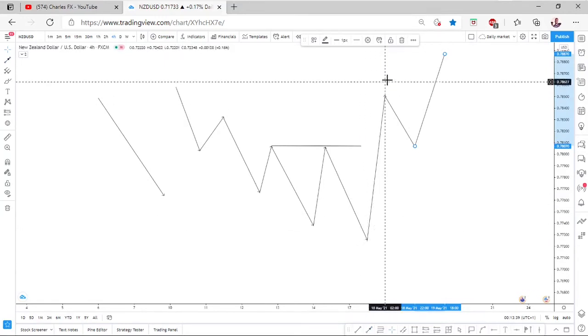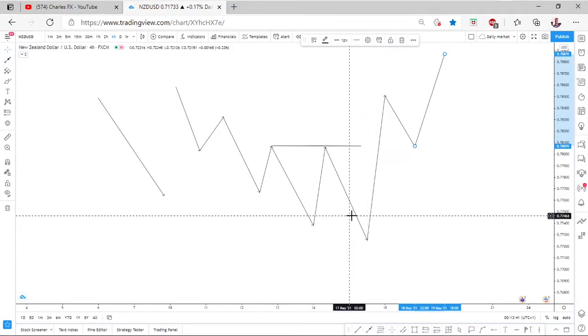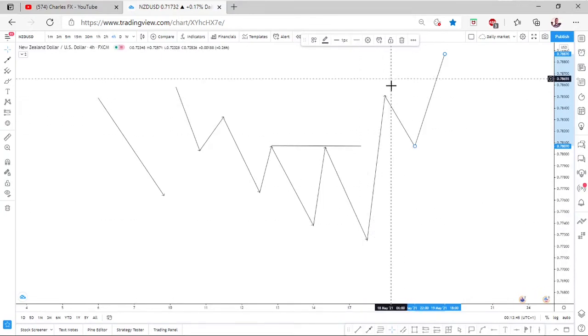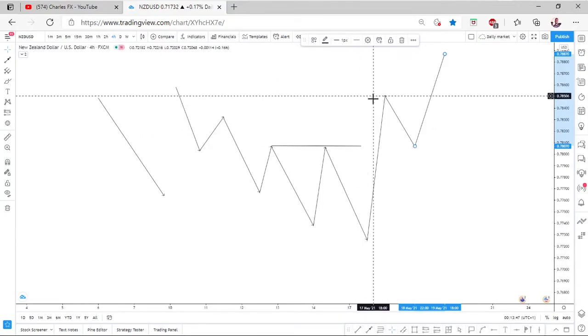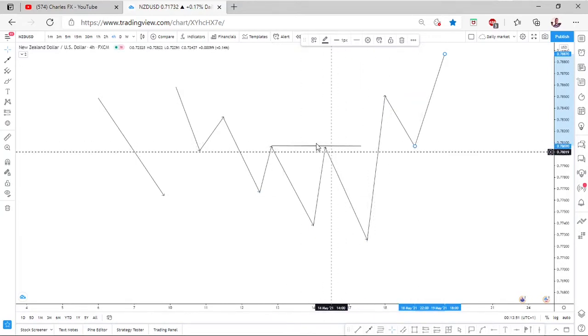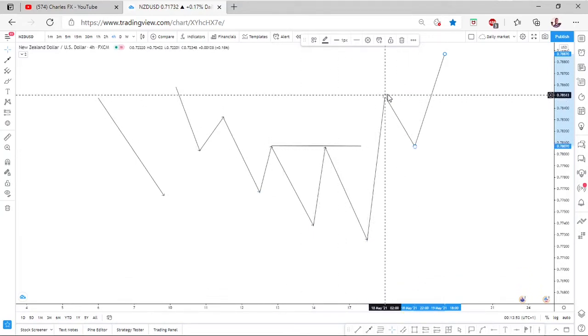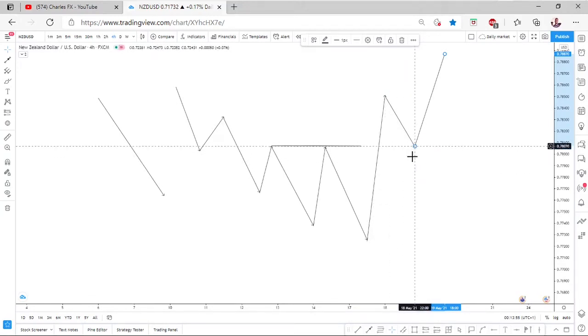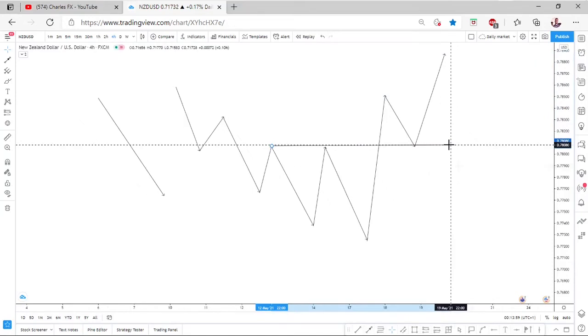From this point onward to this point, we can say that the market is in transition after it has broken this high. In the sense that there's potential for the market to change into a bullish market or an uptrend from this moment on. Understand this, guys.